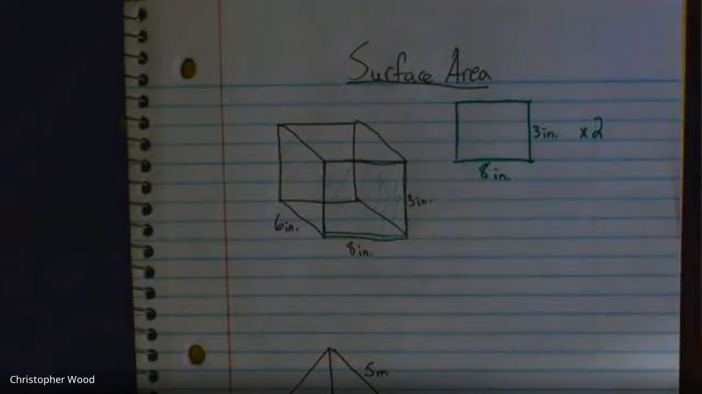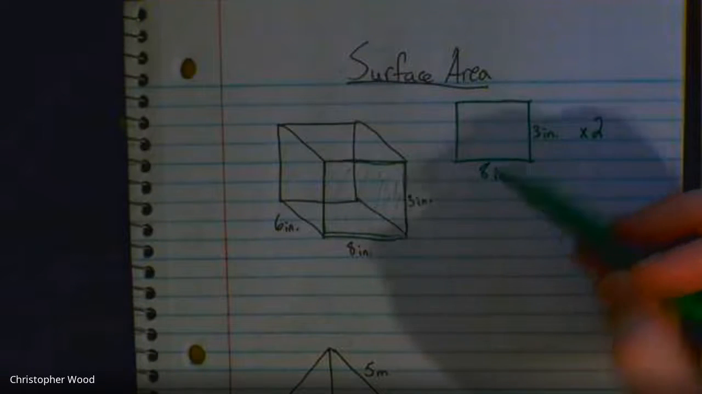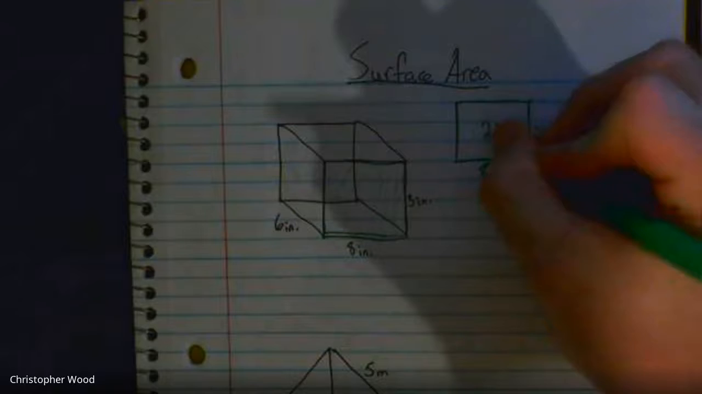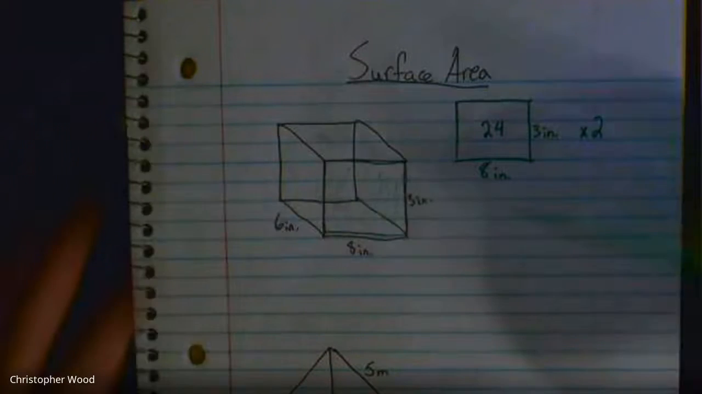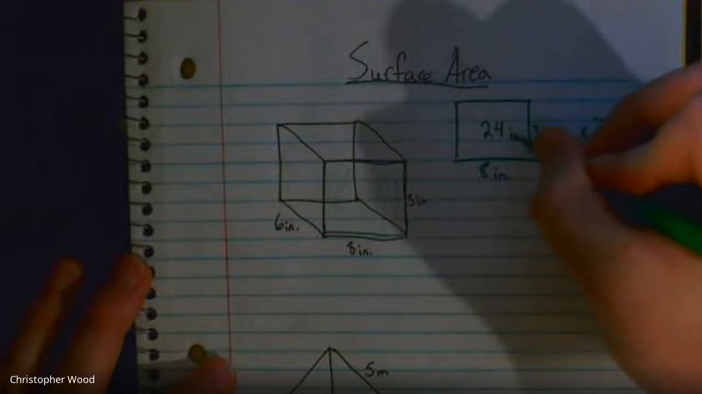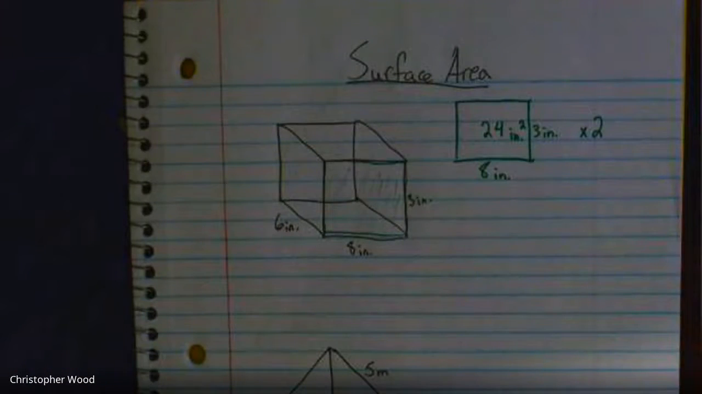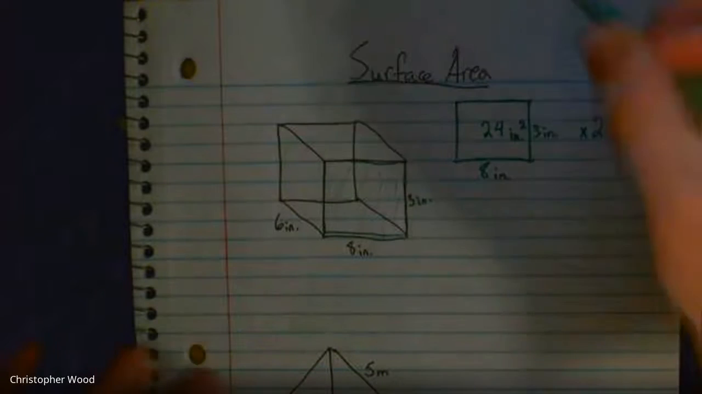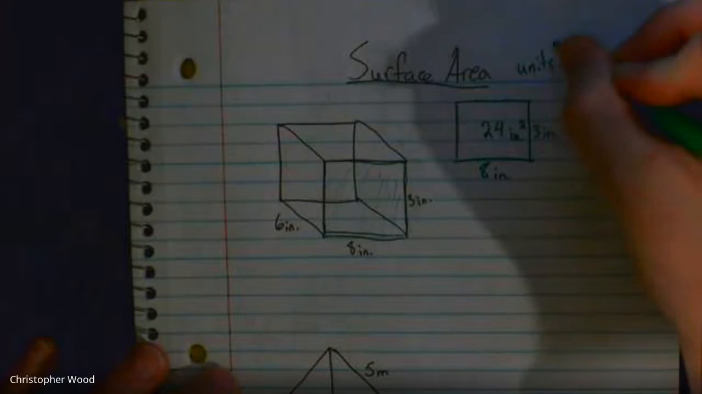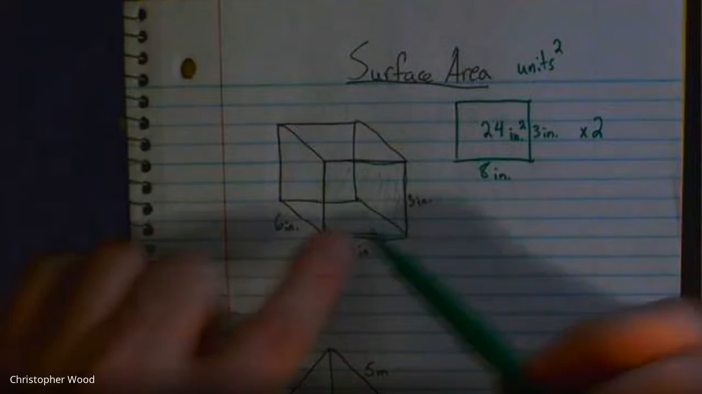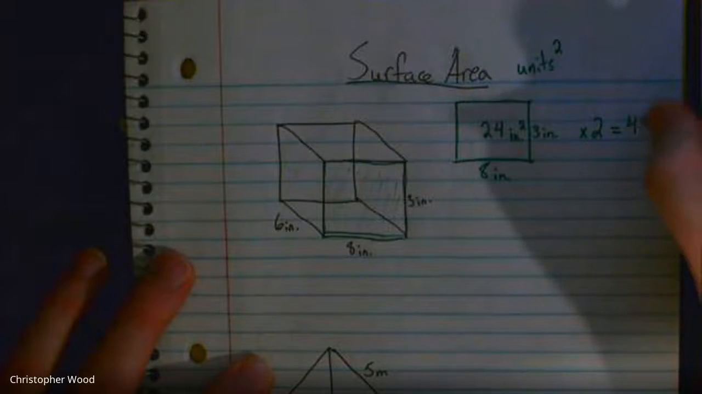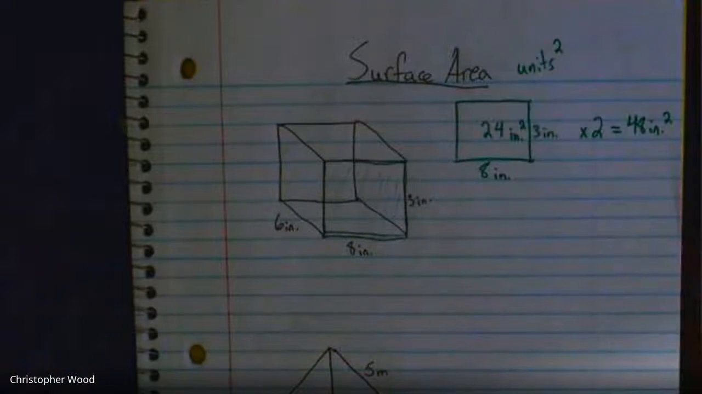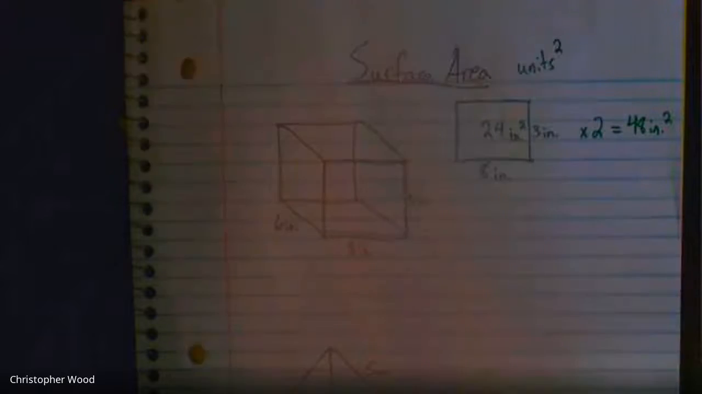And how do we find the area of a two-dimensional object, a rectangle? It's just length times width. So I have 8, I have 3. 8 times 3 is 24. And so I know that the area of this one front piece is 24 inches squared. Remember, the area is inches squared. And so surface area is the same thing. It is always units squared. All right, so my front and my back. If I multiply this by 2, I get a total of 48 inches squared. So that's the front and the back there.